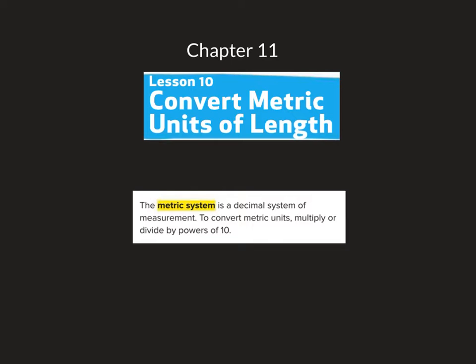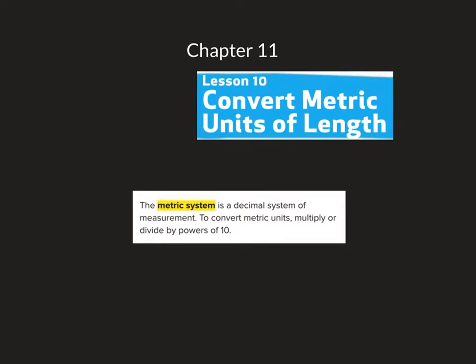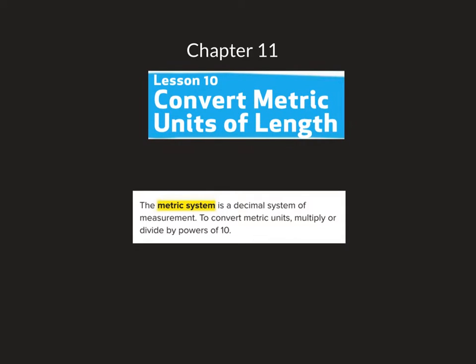So we've already talked about customary. Customary is what we use in the United States. Metric is what the rest of the world and the science community uses. Okay, so for metric units of length, today we're going to be looking at those a little closer.